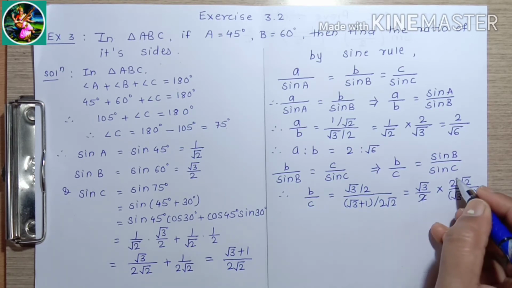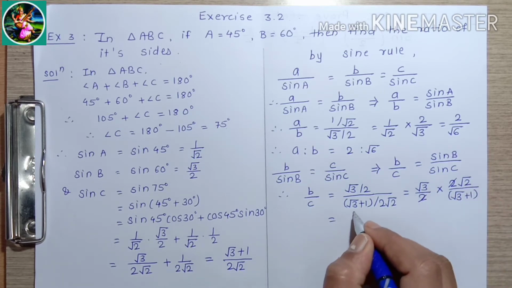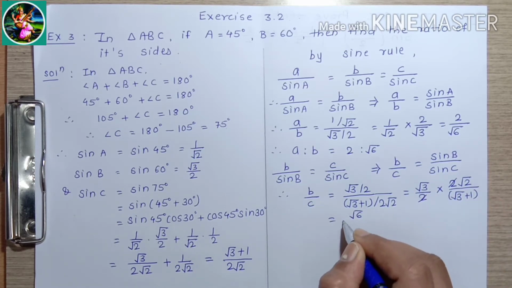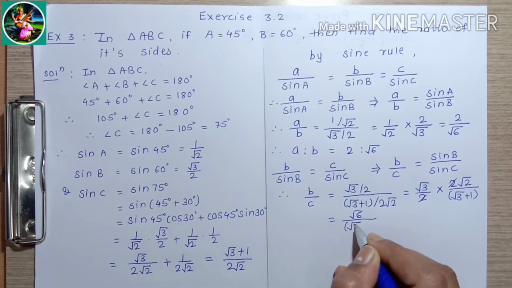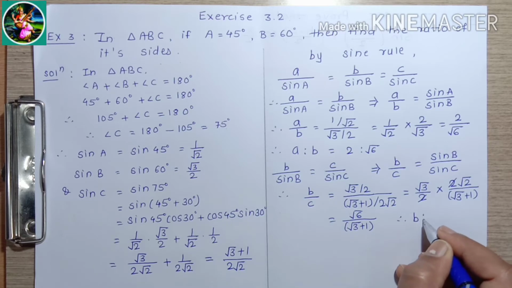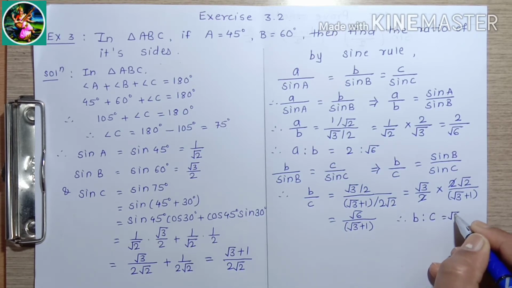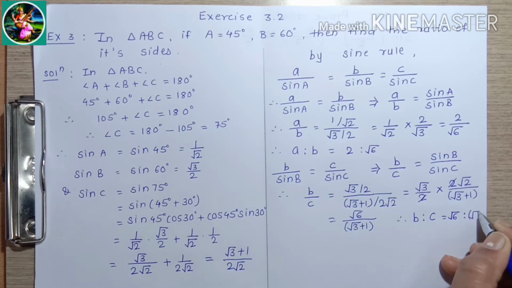That 2 gets cancelled. Here we get root 3 into root 2, that is root 6, and this divided by root 3 plus 1. Therefore, here we get B is to C is equal to root 6 is to root 3 plus 1.